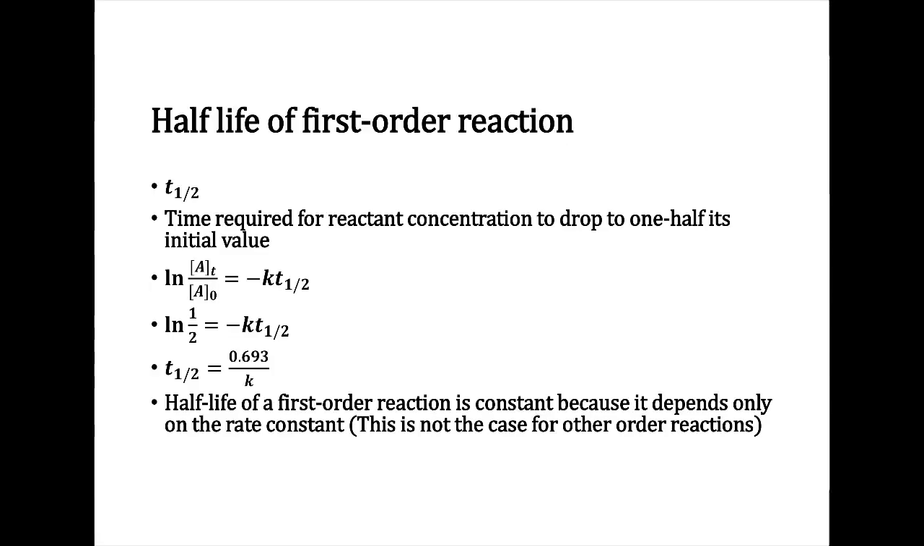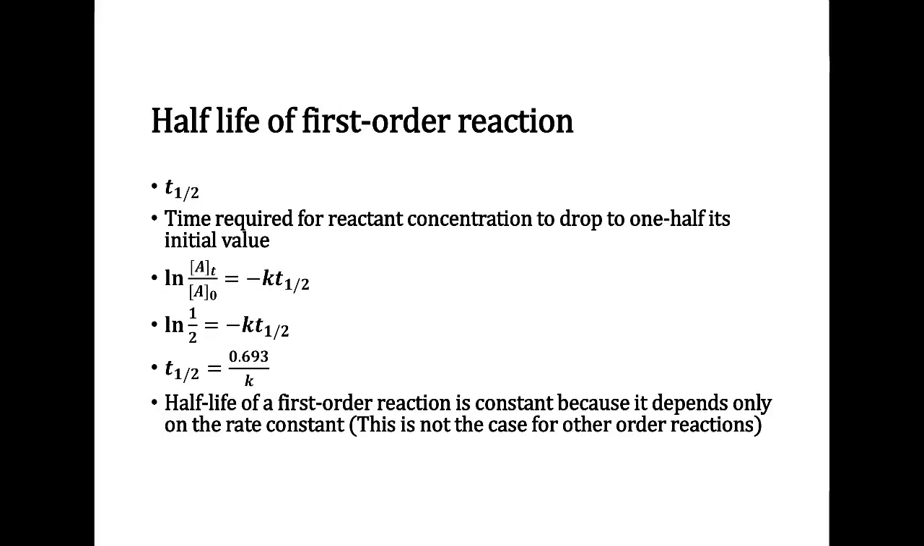All right, so the other thing that we might be asked to calculate is the half-life, and you'll see this written as t sub half. The half-life, by definition, is the time required for the reactant concentration to drop to 1/2 of its initial value. So here, we can write our integrated rate law. We have the ln of A sub t over A sub naught is equal to negative k t sub 1/2. And again, this only works for first order reactions.